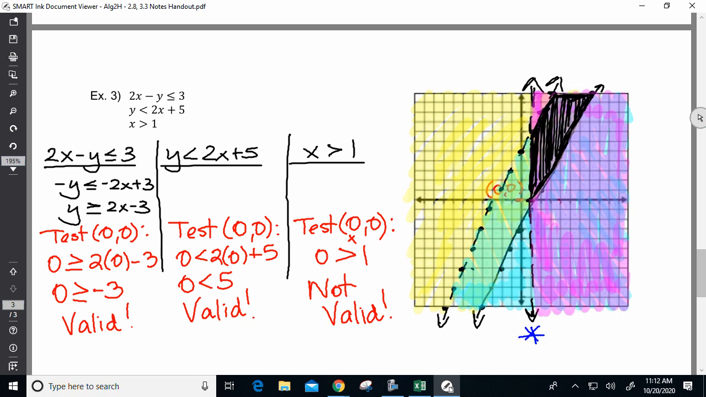So it's not a hard problem, it's just a problem that takes some work. Any questions on any part of example 3?